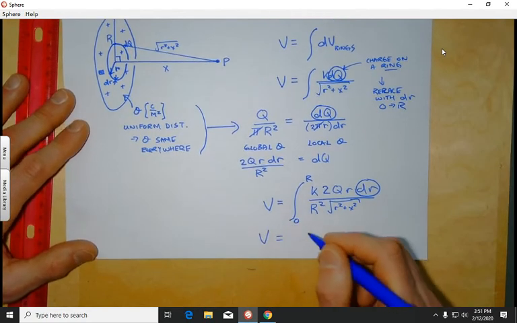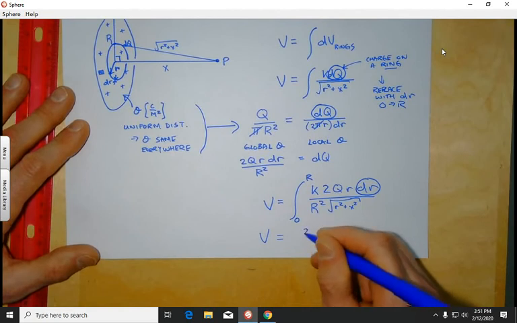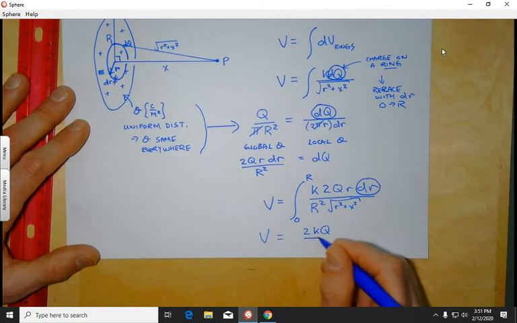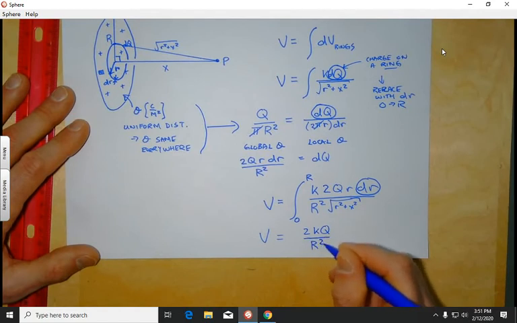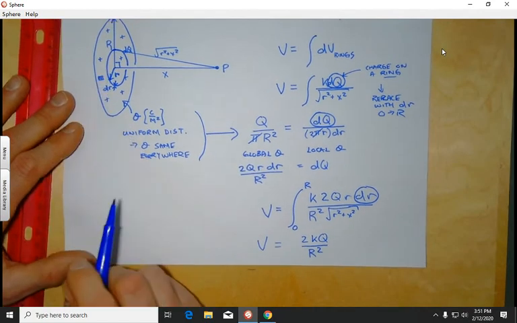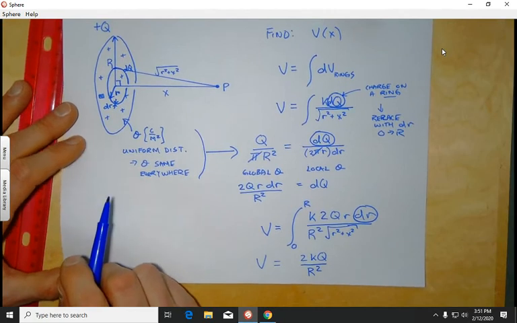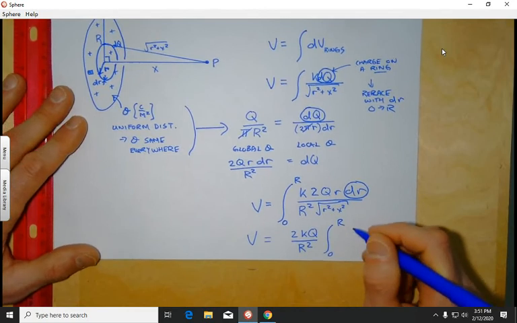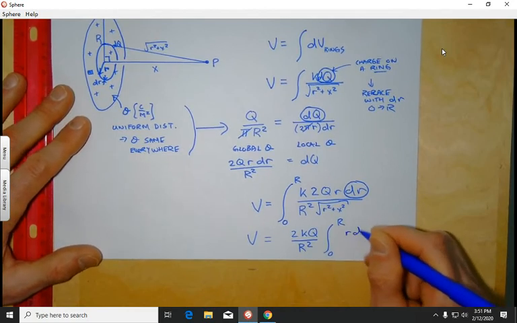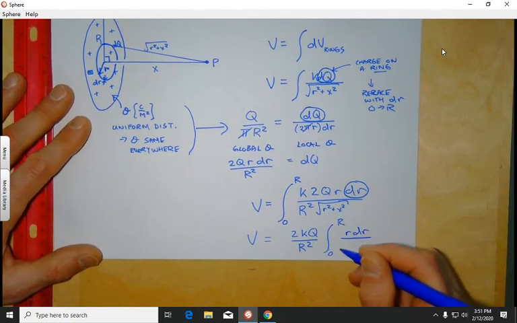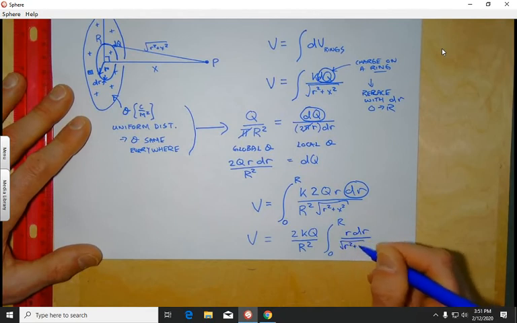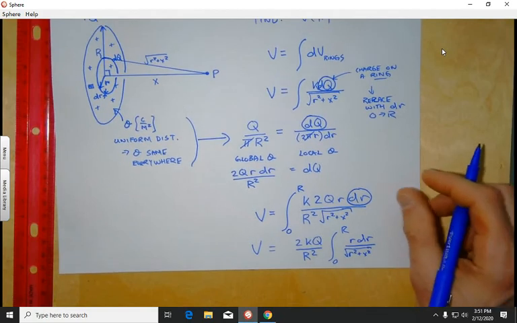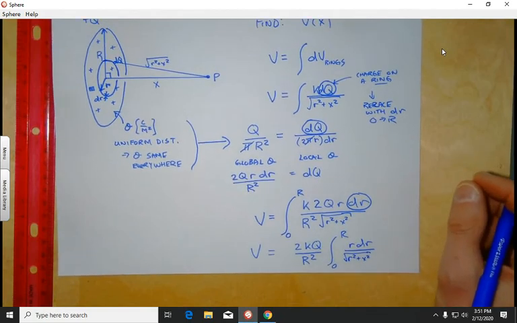So I'm going to take everything out that I can. 2kq. I can also take out the big R squared because that's the radius of the disk here. And then I'm left with r dr all over this. And that's how you set up this integral.